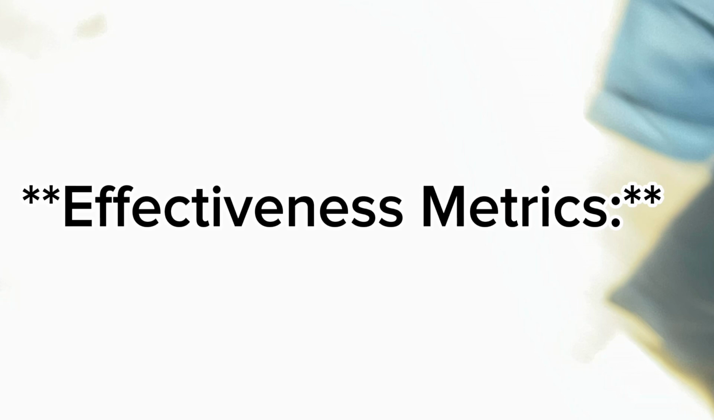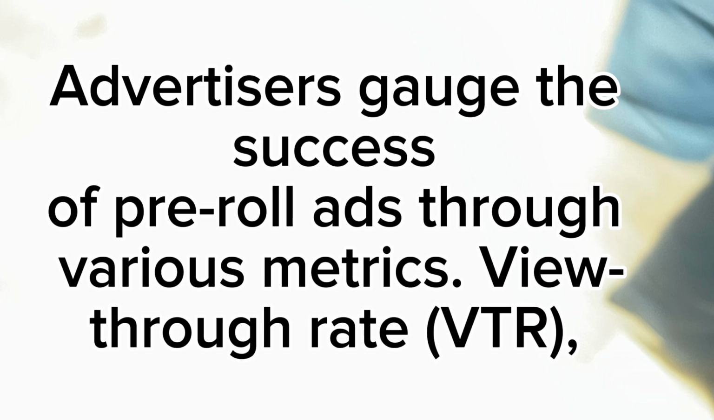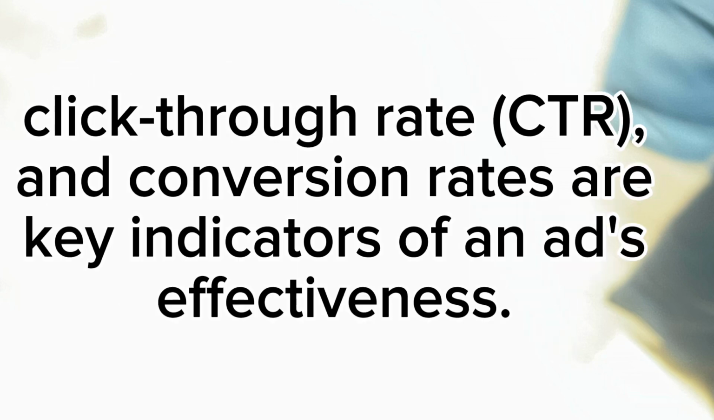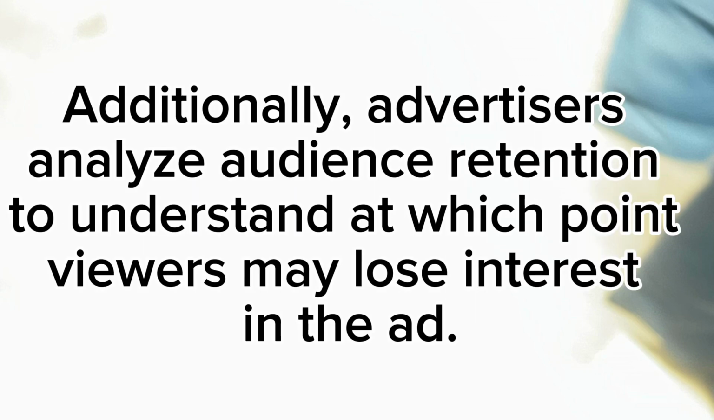Effectiveness metrics. Advertisers gauge the success of pre-roll ads through various metrics: view-through rate (VTR), click-through rate (CTR), and conversion rates (CR), key indicators of an ad's effectiveness. Additionally, advertisers analyze audience retention to understand at which point viewers may lose interest in the ad.